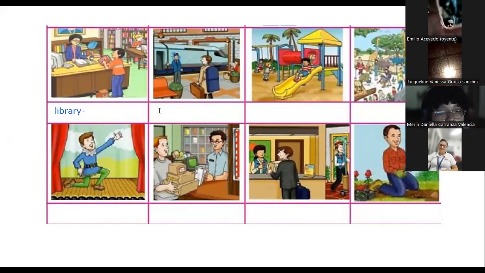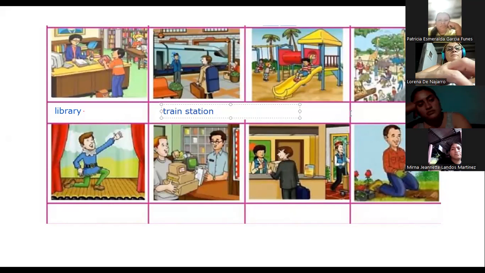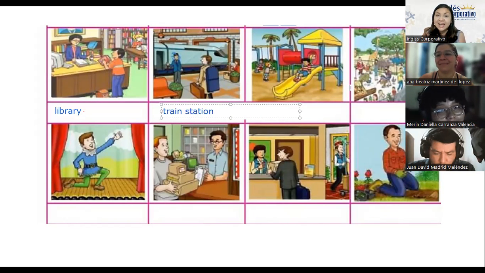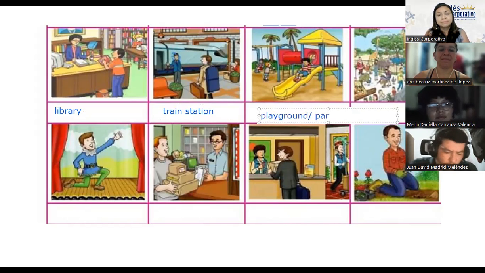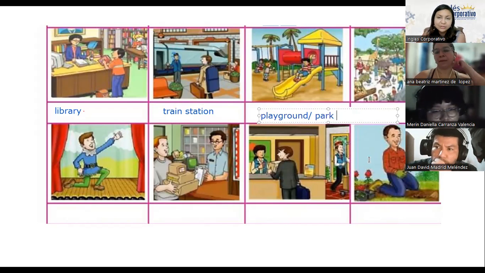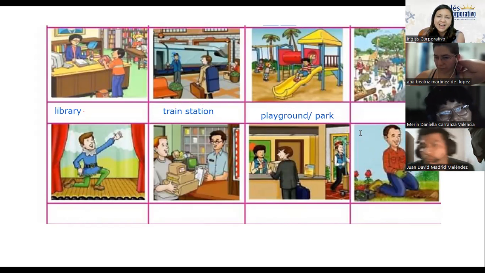Okay, what about the next one? A train station. What can you do at a train station? Waiting for the train or buy a ticket? Exactly. Okay, then we have the playground, a playground. Or a park. Yes. And what can children do there? They can play with other children. Yeah, they can have fun.